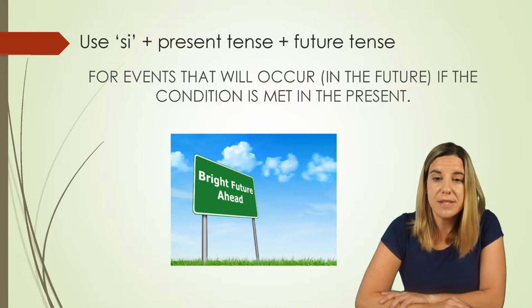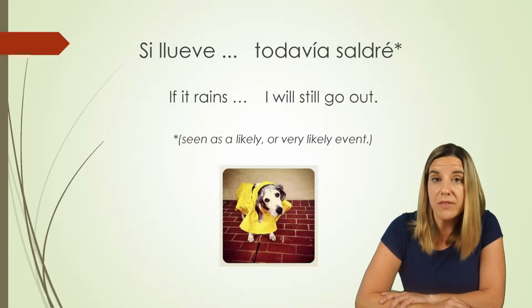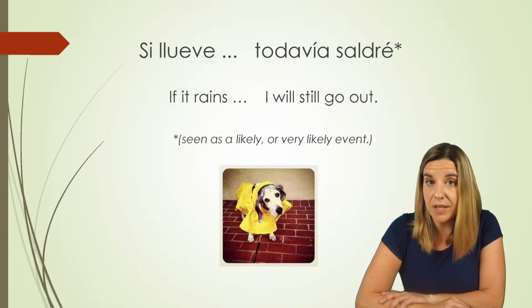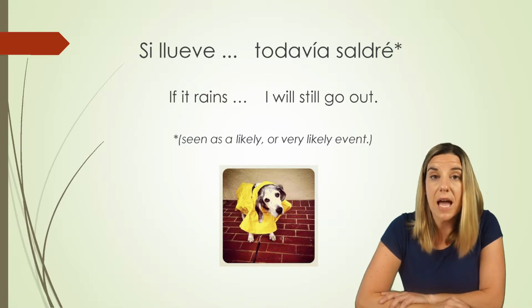Use si with the present tense and then the future tense for events that will occur in the future if the condition is met in the present. Si llueve, todavía saldré. If it rains, I will still go out. And also, this is still considered to be a likely or very likely occurrence.